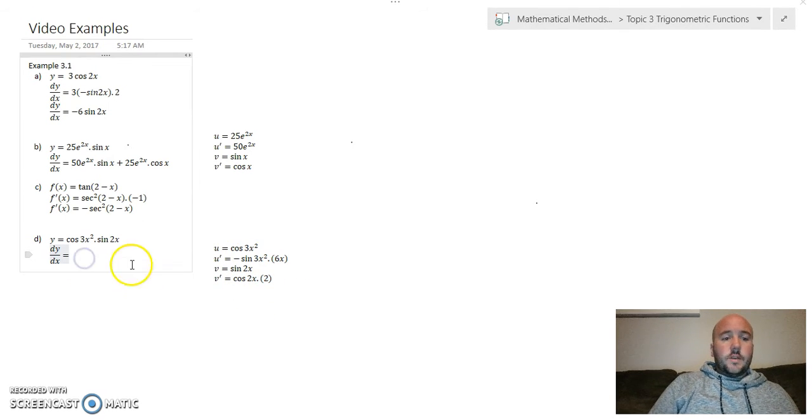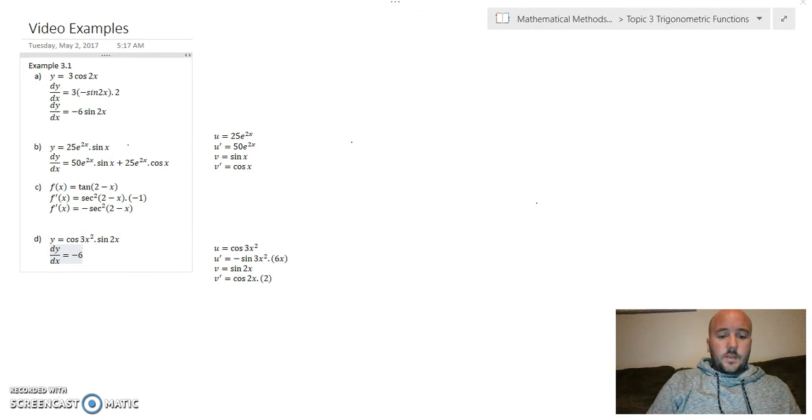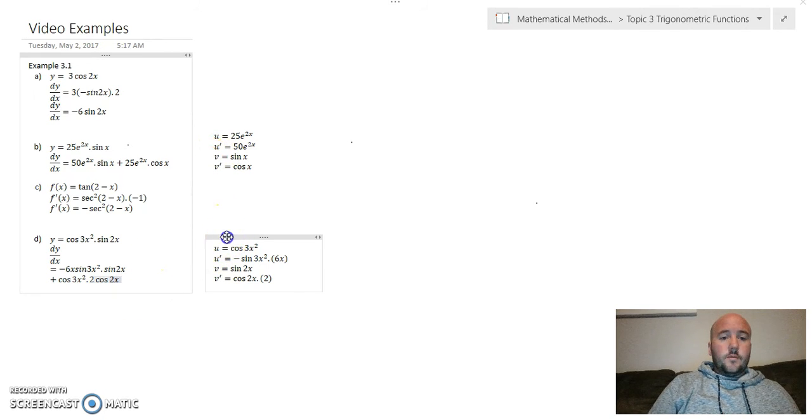So 4 things listed out, we can then go ahead and substitute that into the derivative formula, and we get negative 6x sine of 3x squared times by the second, sine 2x, plus the first times by the derivative of the second, which is 2 cosine 2x. Give that a bit of room, move these over.